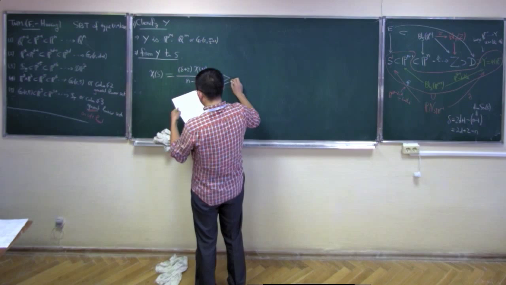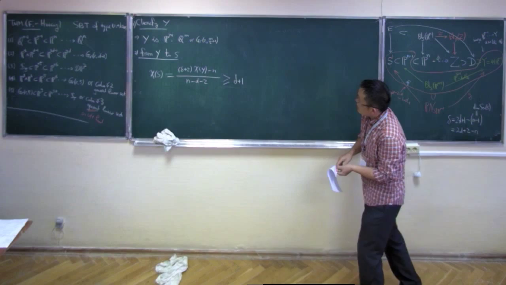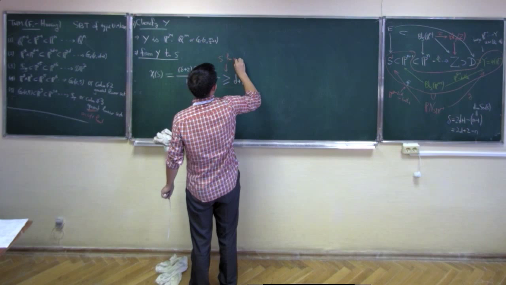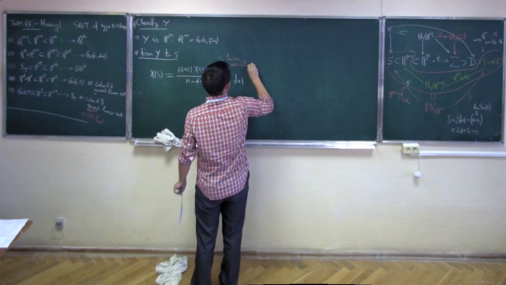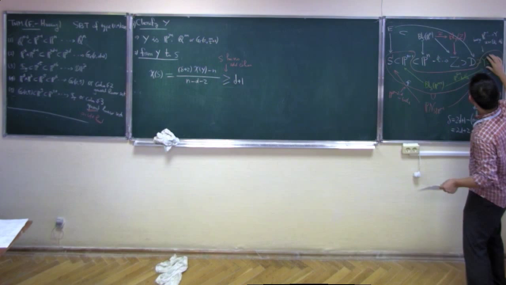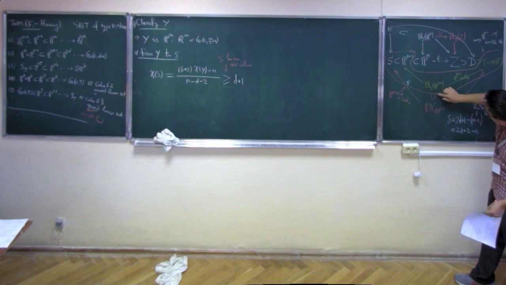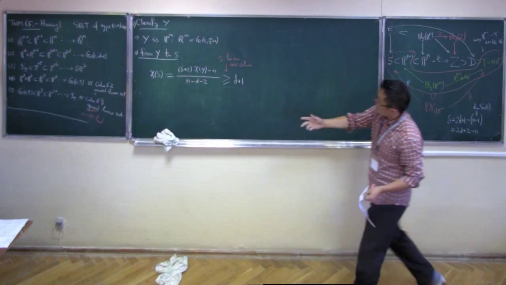So this is because Y has no other cohomology. So all cohomology of Y vanishes. So when you take this particular boundary, then there's no other cohomology. So this has no other cohomology. So the Euler characteristic is at least this one.